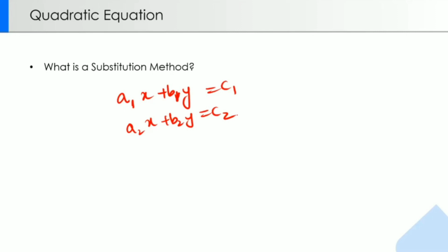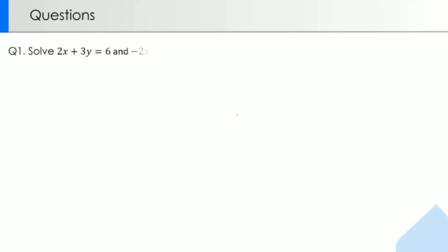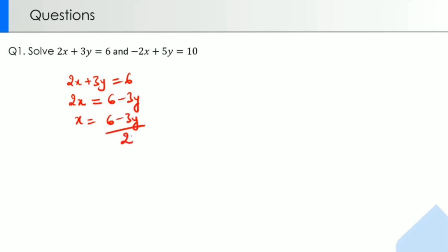Let us understand it by using a numerical. Let us do one simple question. Solve 2x plus 3y equals 6 and minus 2x plus 5y equals 10. Now two equations are given to us. Let me write it here: 2x plus 3y equals 6. What I can do here is keep 2x here and shift y this side, because I am going to find the value of x in terms of y. So I got x equals (6 minus 3y) over 2.